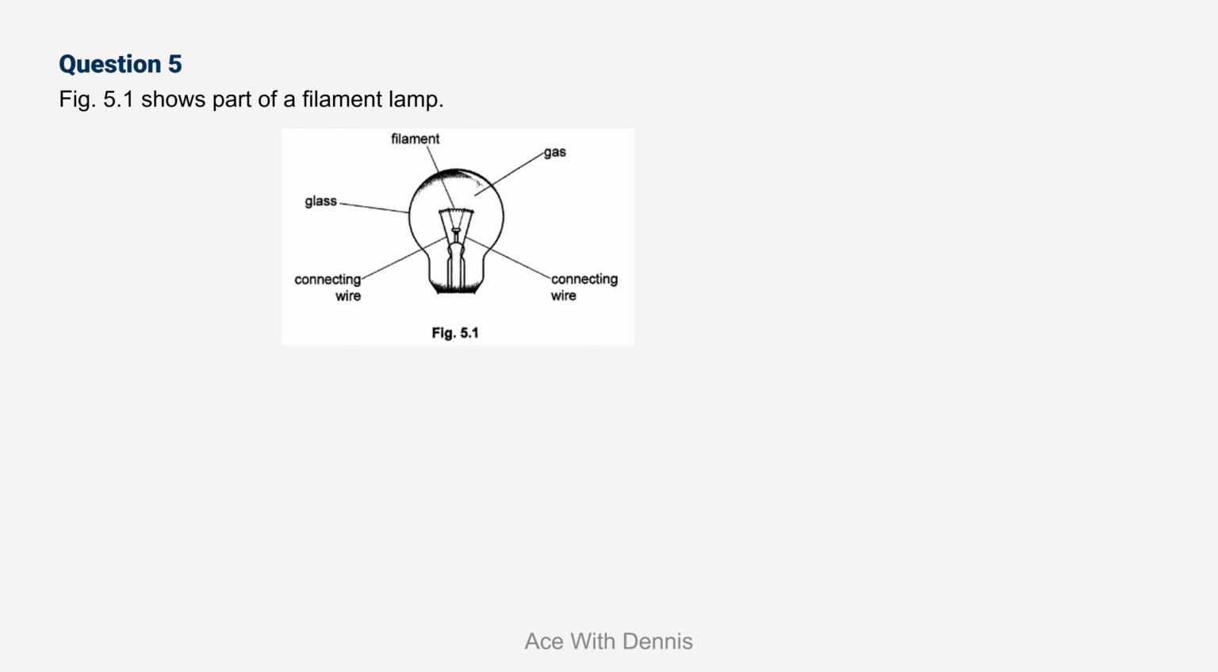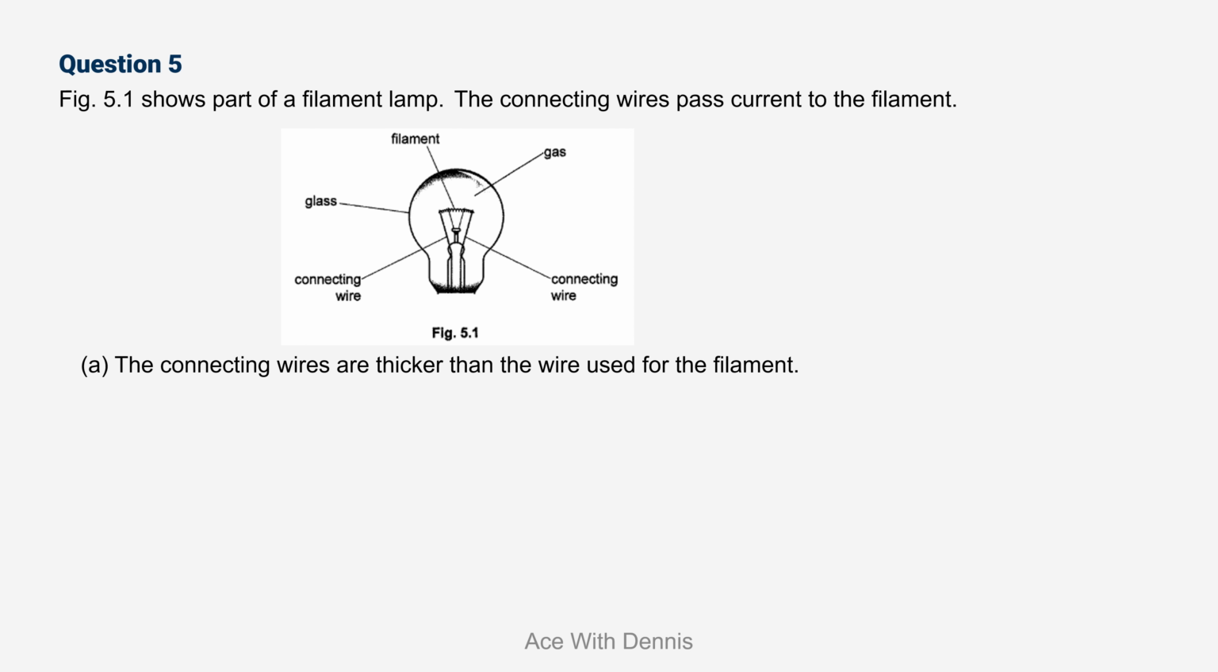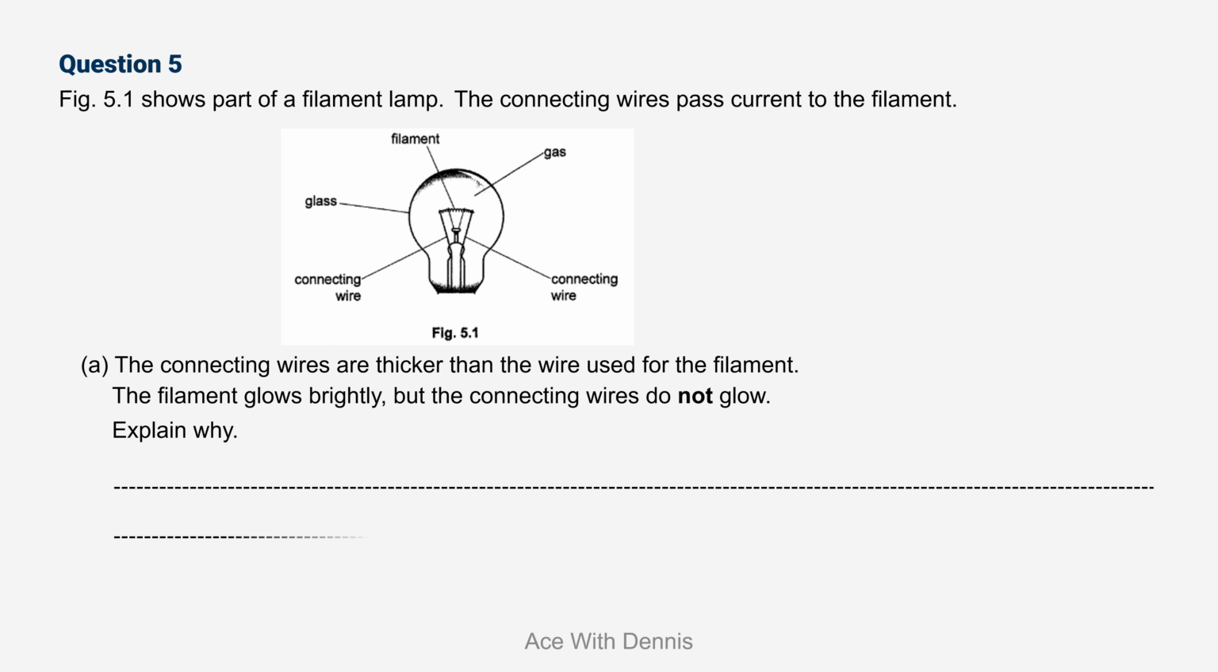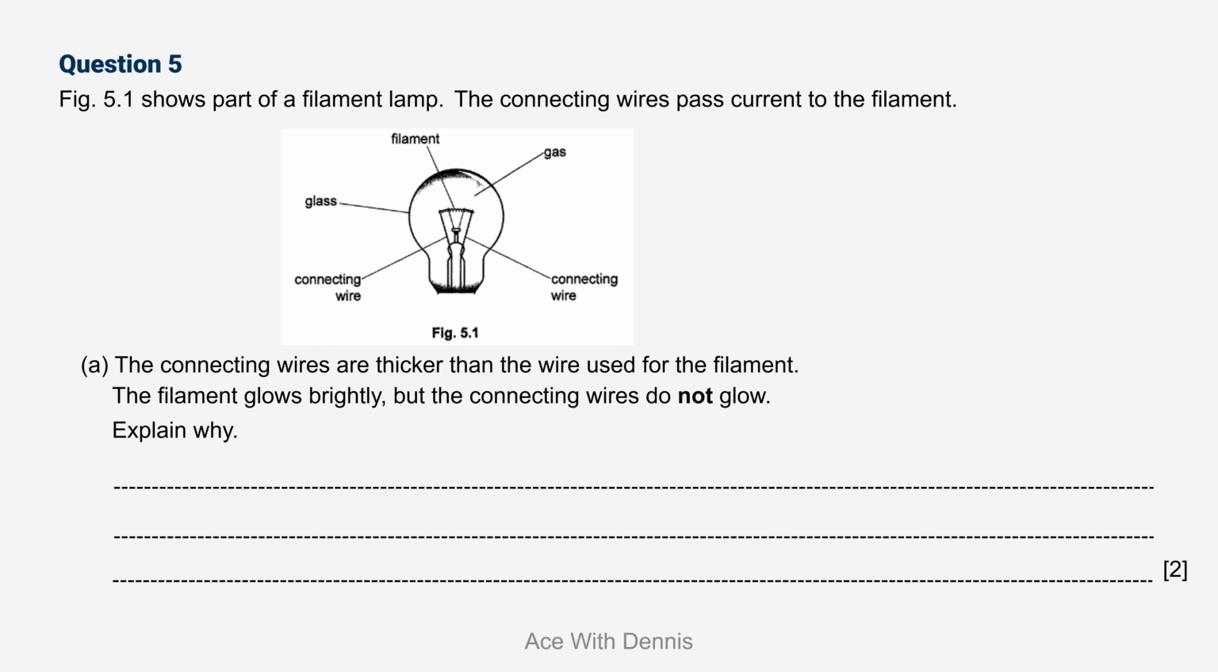Question 5. Figure 5.1 shows part of a filament lamp. The connecting wires pass current to the filament. A. The connecting wires are thicker than the wire used for the filament. The filament glows brightly, but the connecting wires do not glow. Explain why. So 2 marks.